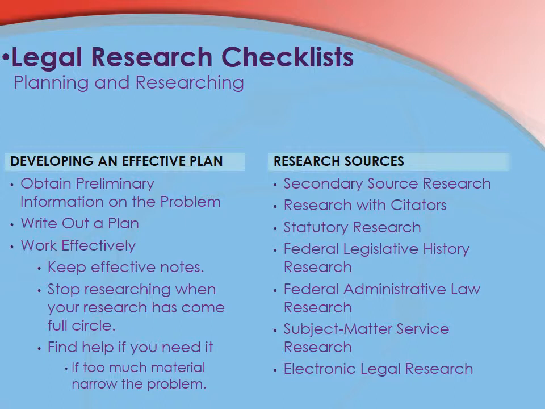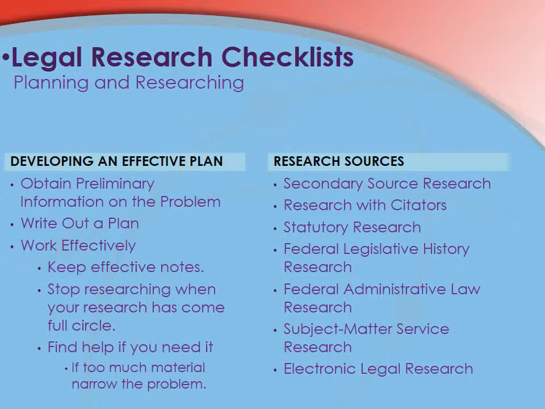You want to research with citators if you already have specific cases and citations. Starting from there, look at that case, research that case, and then Shepardize, KeyCite, or use another citation system if you're in another legal research system, to find cases that are relevant. You can do statutory research, looking for statutes, federal legislative history research, and federal administrative law research. You can also do subject matter research if you're in one of these systems like LexisNexis, Westlaw, and Loislaw.